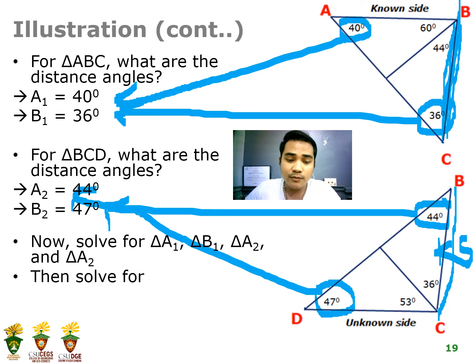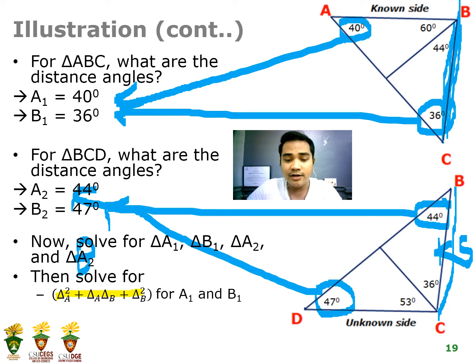So the next thing that we should do is to solve the change in A1, change in B1, change in A2, and change in B2. Then next is to solve this equation: change in A squared plus change in A times change in B plus change in B squared, for distance angles A1 and B1, and likewise for distance angles A2 and B2.